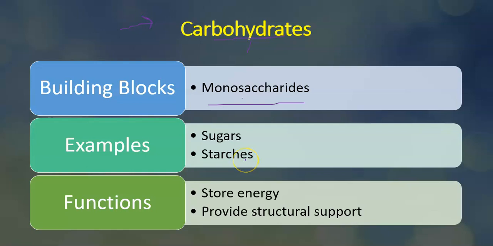Some examples of carbohydrates are sugars and starches, right? These are the things that you eat. If you're on the keto diet, you will avoid carbohydrates, so you'll avoid bread and sugary things. The functions of carbohydrates are to store energy and provide structural support.